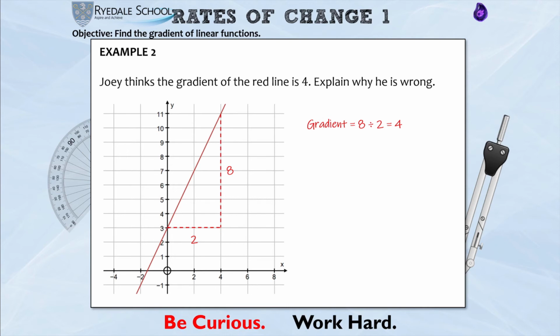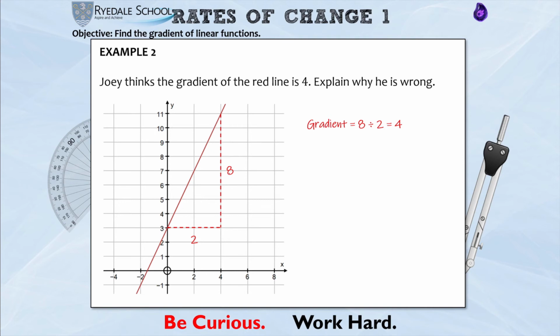So in my second example, there is a deliberate mistake. It says Joey thinks that the gradient of the red line is 4. Explain why he is wrong. Have a look. Can you see the mistake? So, where is the mistake?